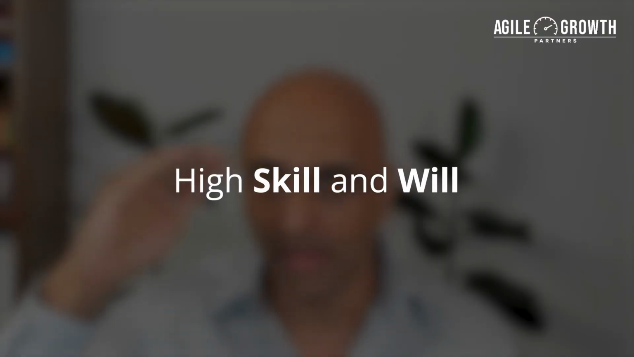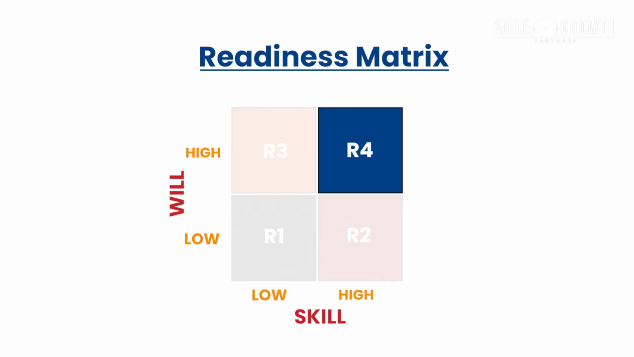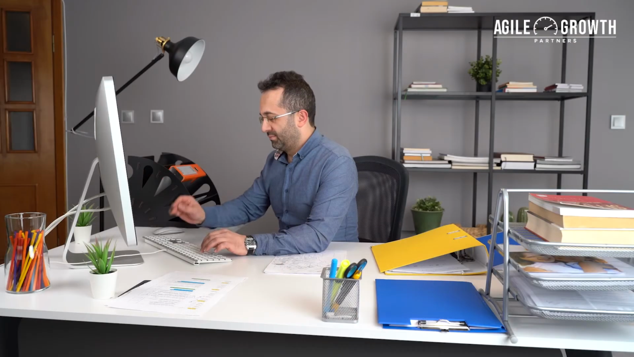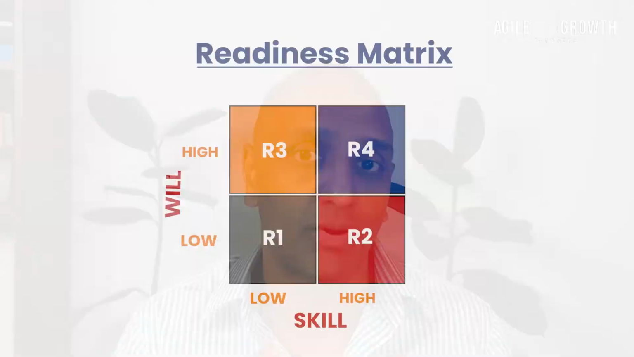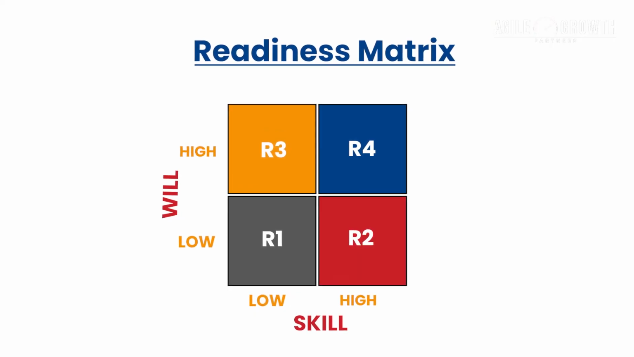And then we'll have some people who have high skill and high will, and they're in the R4 readiness level. In this case, they know how to do the job and they're fully engaged, and it's great to have a lot of people in this level. As you can see, this simple but powerful exercise can be very revealing and help you understand your team's performance.